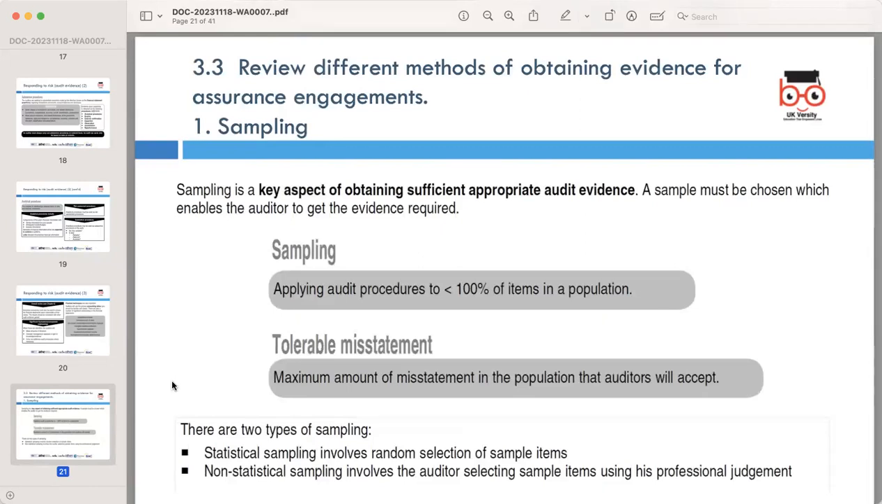Sampling is a key aspect of obtaining sufficient appropriate audit evidence. A sample must be chosen which enables the auditors to get the evidence required. So why do we use sampling? We look at a smaller group or sample to make sure everything is okay. There are two types of sampling we use: statistical and non-statistical.